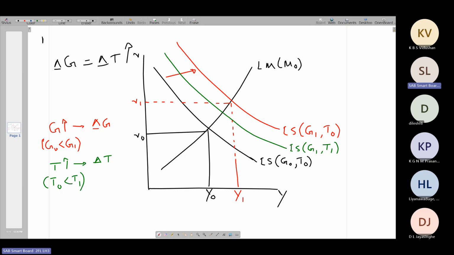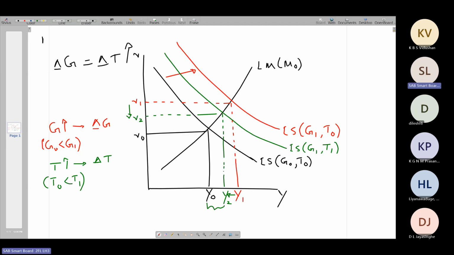Now due to the increase in taxes, there will be a negative impact on national income. What happens as a result? The interest rate decreases from R0 to R2, and due to the increase in taxes, income also decreases from Y1 to Y2, right? So this is the net effect.